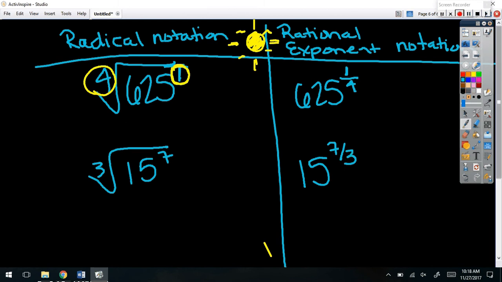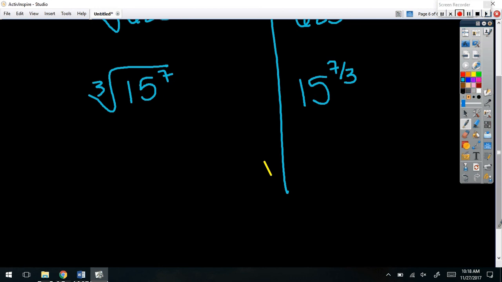So that's all we're going to have to do in homework? Just give me a second. Change the form. Change the form.